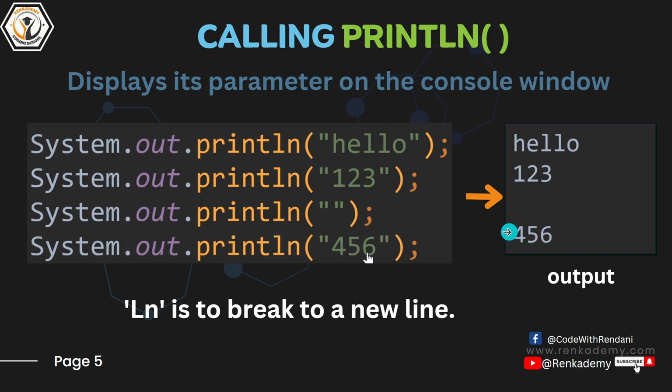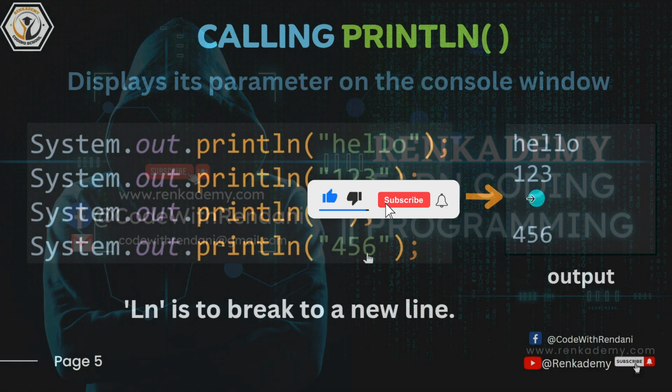So to call the println method, we type its name and we give it the parameter that we want. And up until this point, we are giving it strings. Later on, we will see how we can display numbers in Java. Okay? And remember, ln is to break to a new line. So whenever println is executed, it will print the parameter and break to a new line. Okay? Now let's have a look at the print method.